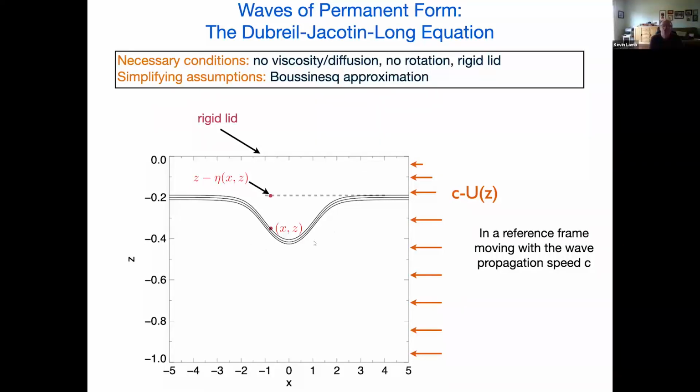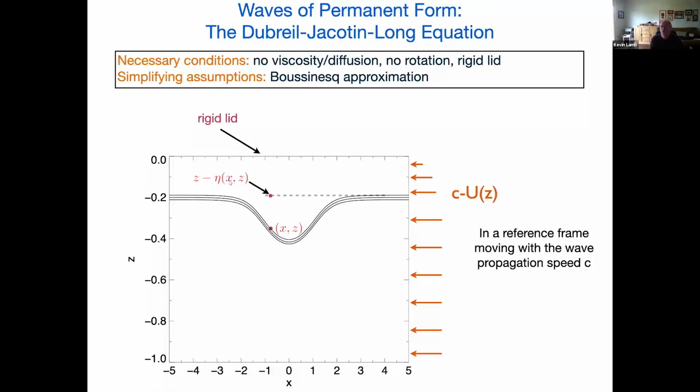Basically, waves of permanent form. I'm going to look for a wave that travels without changing shape. Here I'm again using sort of a two-layer fluid, or a fluid with a very thin pycnocline. And if you pick some point x, z, the fluid particle at the point x, z comes from some undisturbed height z minus eta. So eta is the vertical displacement of the fluid particle.